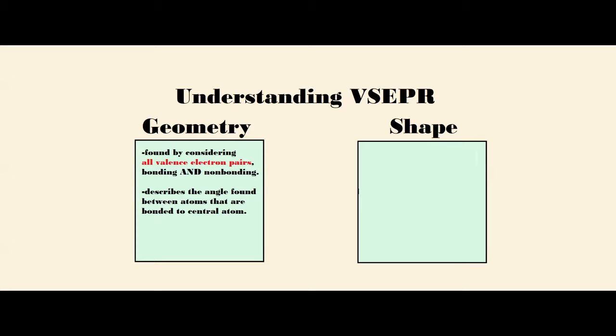VSEPR can also tell you about the shape of molecules. This refers to the positions of atoms in a molecule. It describes molecules in a three-dimensional way.